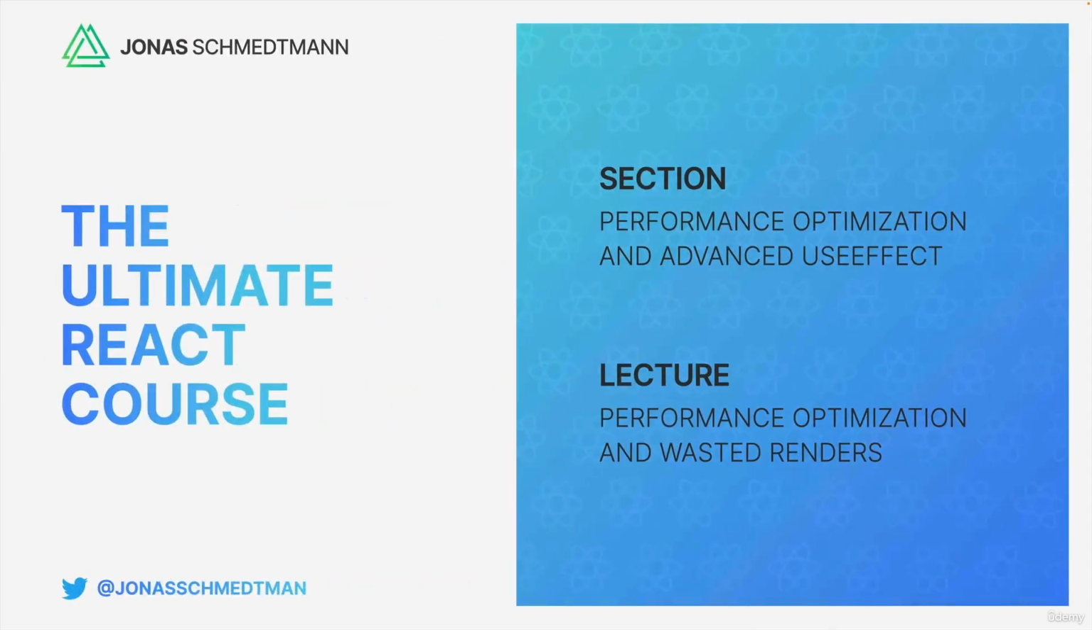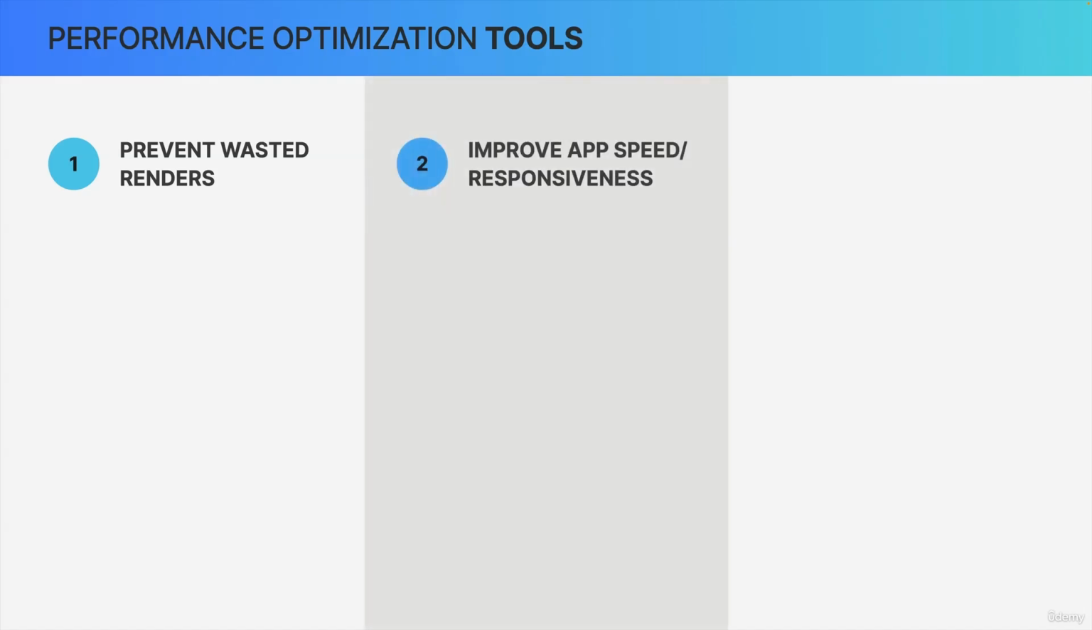We're gonna start this section by getting a quick overview of what can actually be optimized in React applications and how we can do it. So there are three main areas that we can focus on when we need to optimize performance of React apps. First, we can try to prevent wasted renders. Second, we can improve the overall app speed and responsiveness to make sure that the app is 100% fluid and without delays. And third, we can reduce the bundle size.